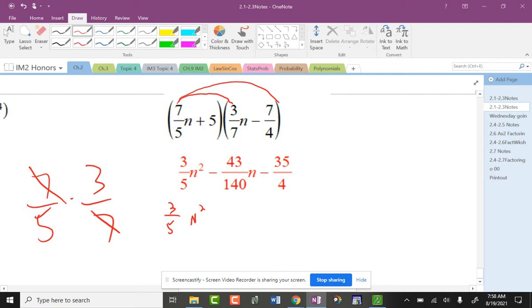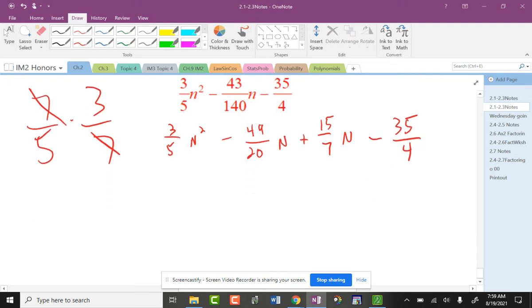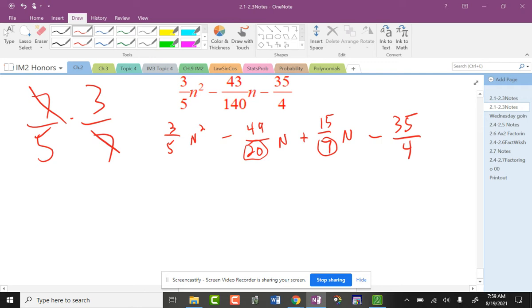Next one, nothing cancels. So I have 7 times 7, which is -49. And then 5 times 4, which is 20. And that's n. Then here, this is 5 over 1. All right. So what this ends up being is 15. 5 times 3 is 15 sevenths n. And then last, 5 over 1 times this, that's minus 35 fourths, which you see at the end there as a term. So then how do we get this like term? Well, it's all about a common denominator. And actually, luckily, 20 and 7 have no common factors. So the common denominator is 140.